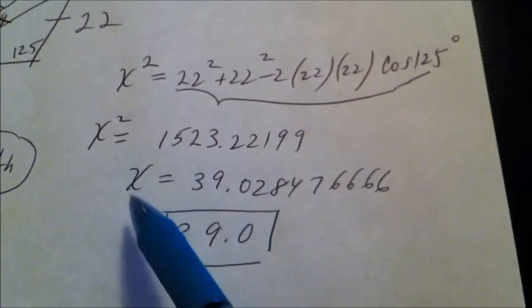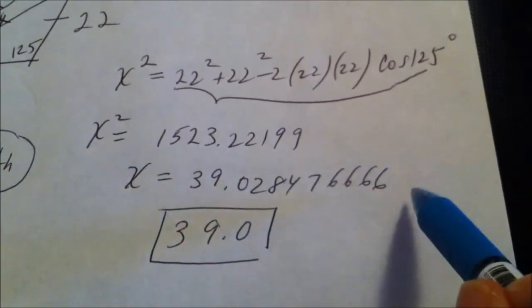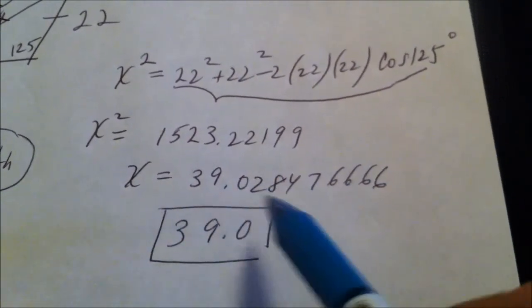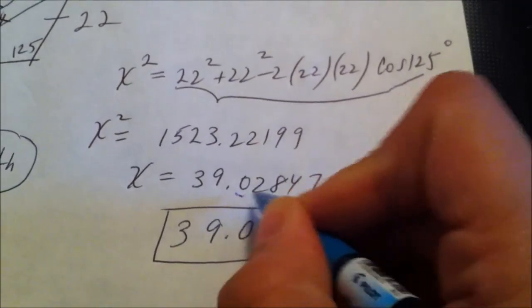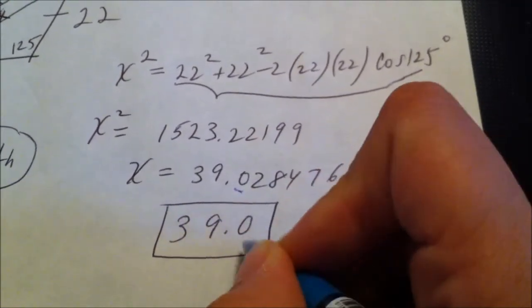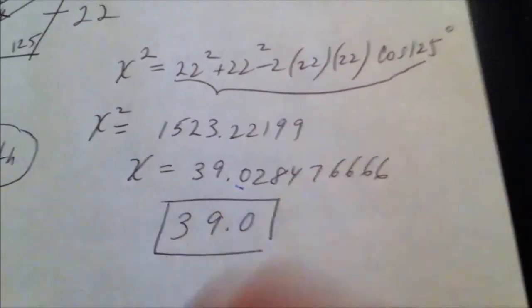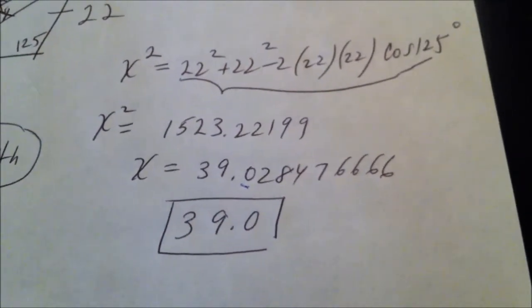So now to get x by itself, you take the square root of both sides, and you get your 39. Now it's set to the nearest tenth, so I look at this digit here. This can't round up, so I just truncate. Technically, if you didn't put that 0.0 there, then it would be a deduction.